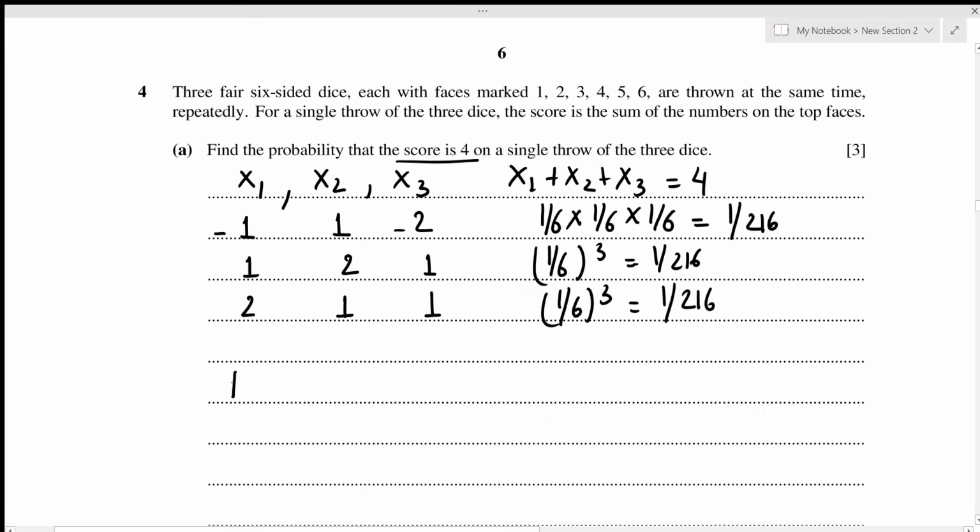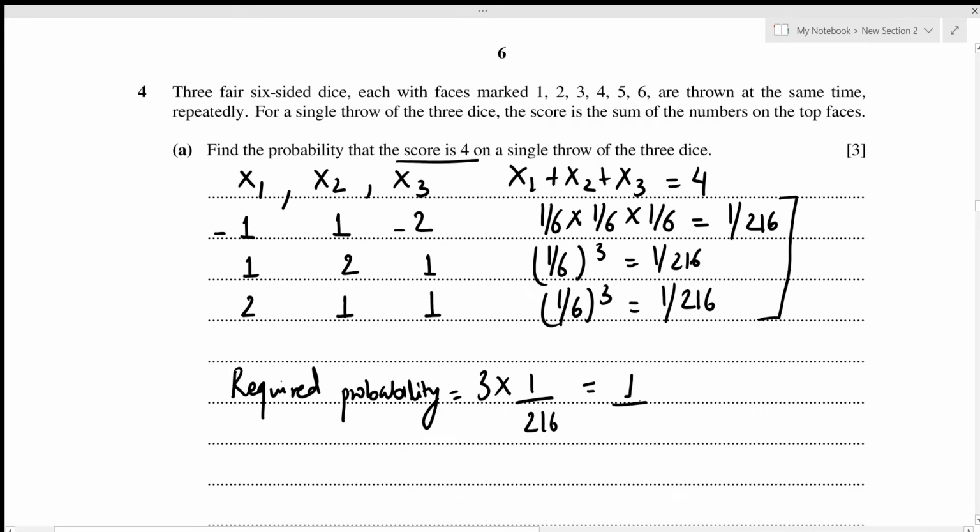So the required probability is just going to be the sum of these three different probabilities. So that's 3 times 1 by 216, which is going to be 1 by 72.